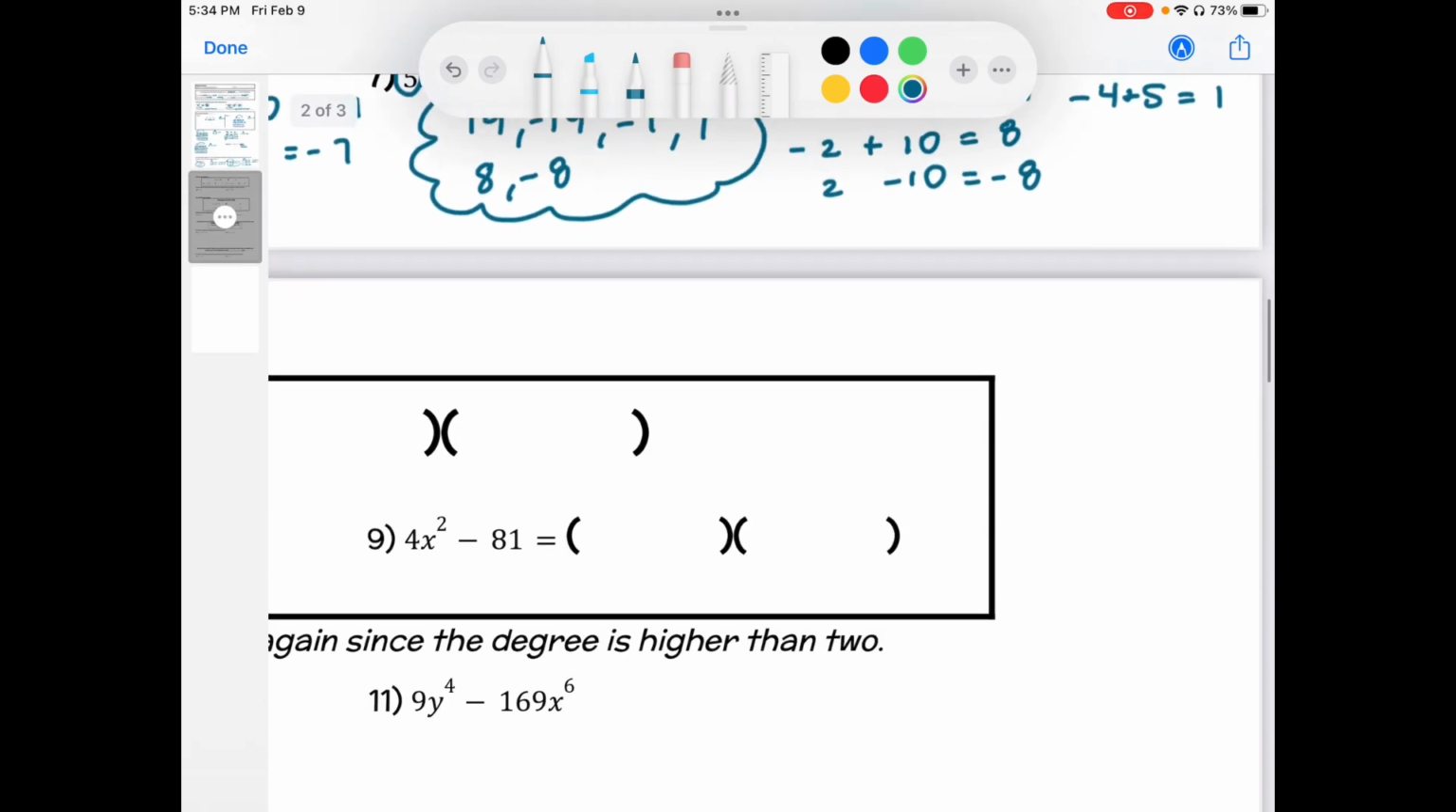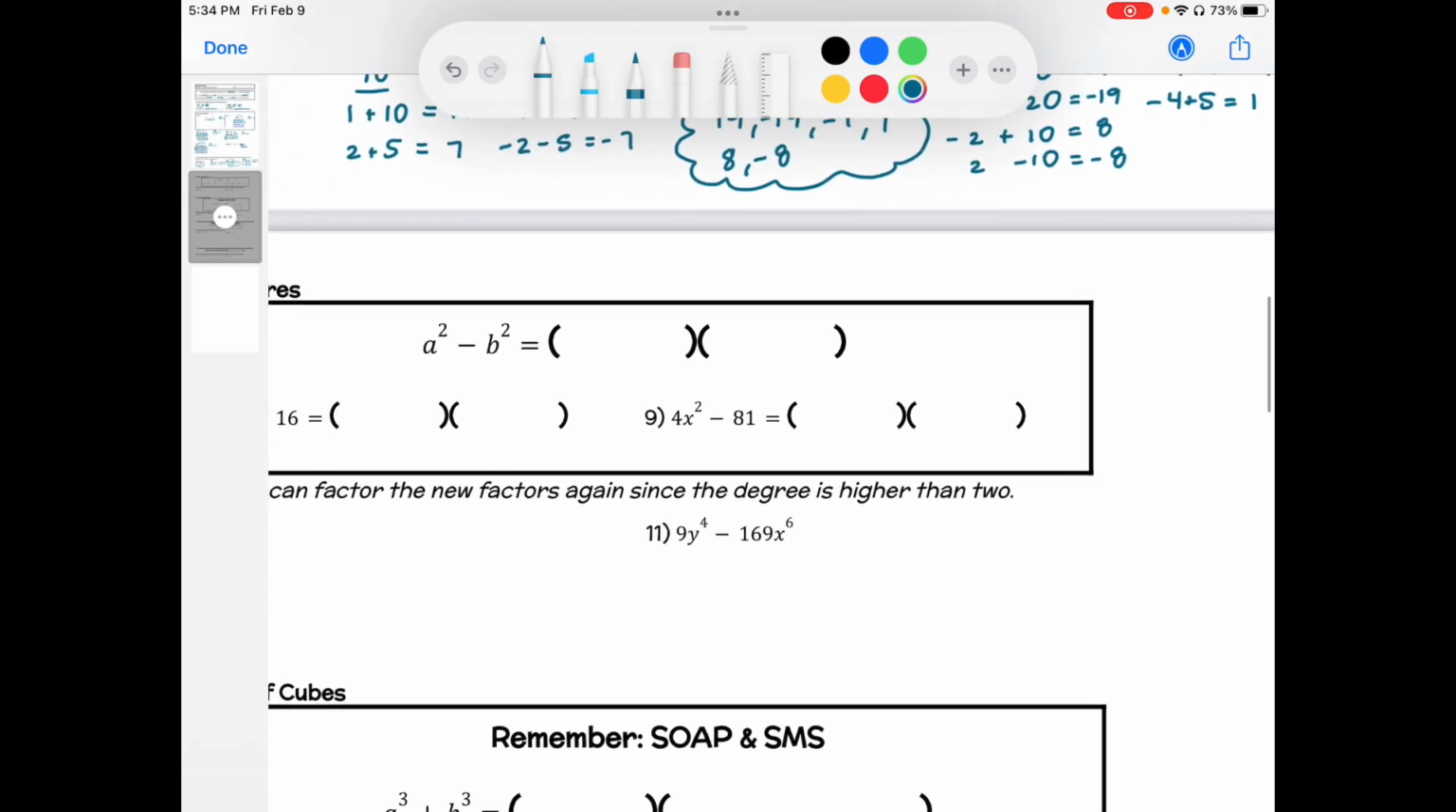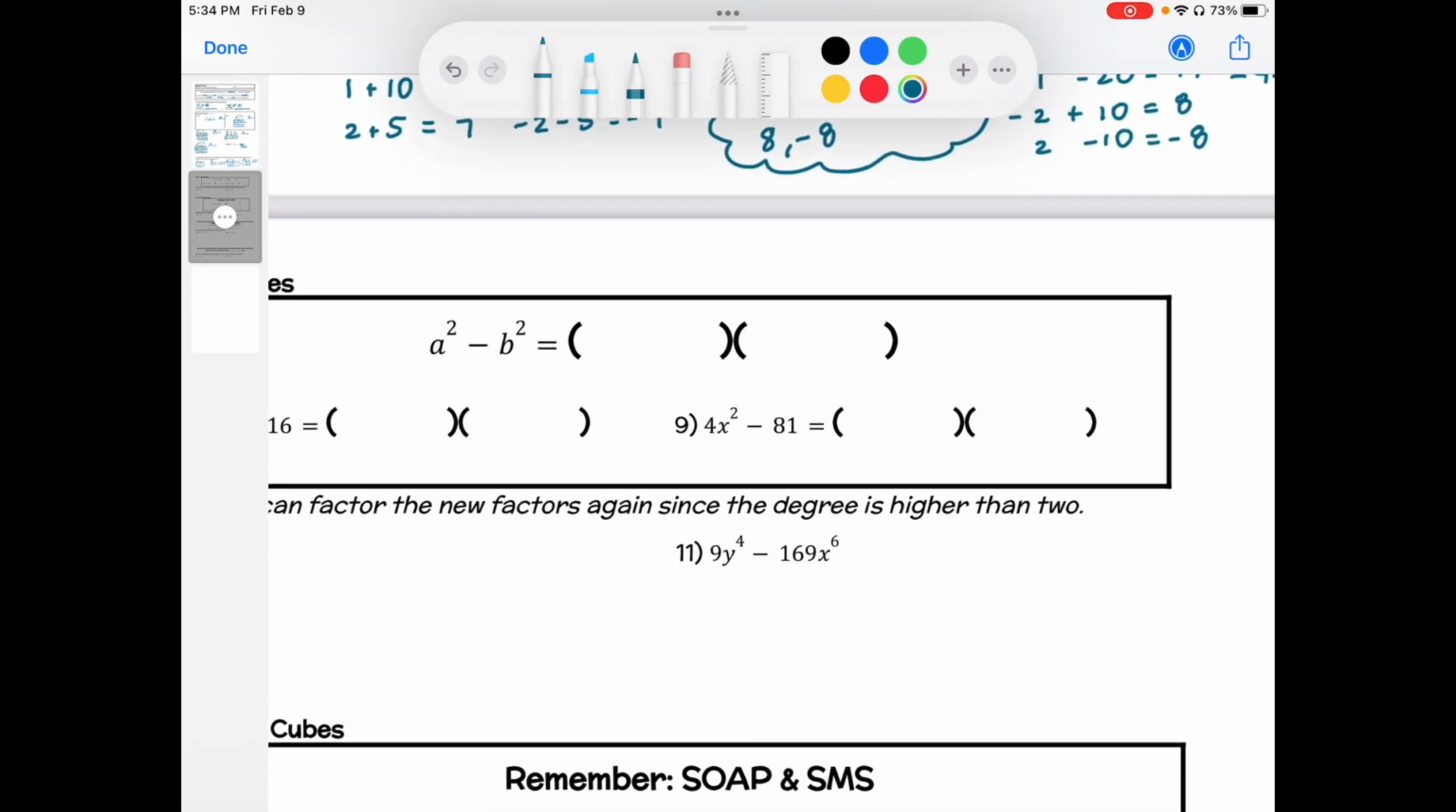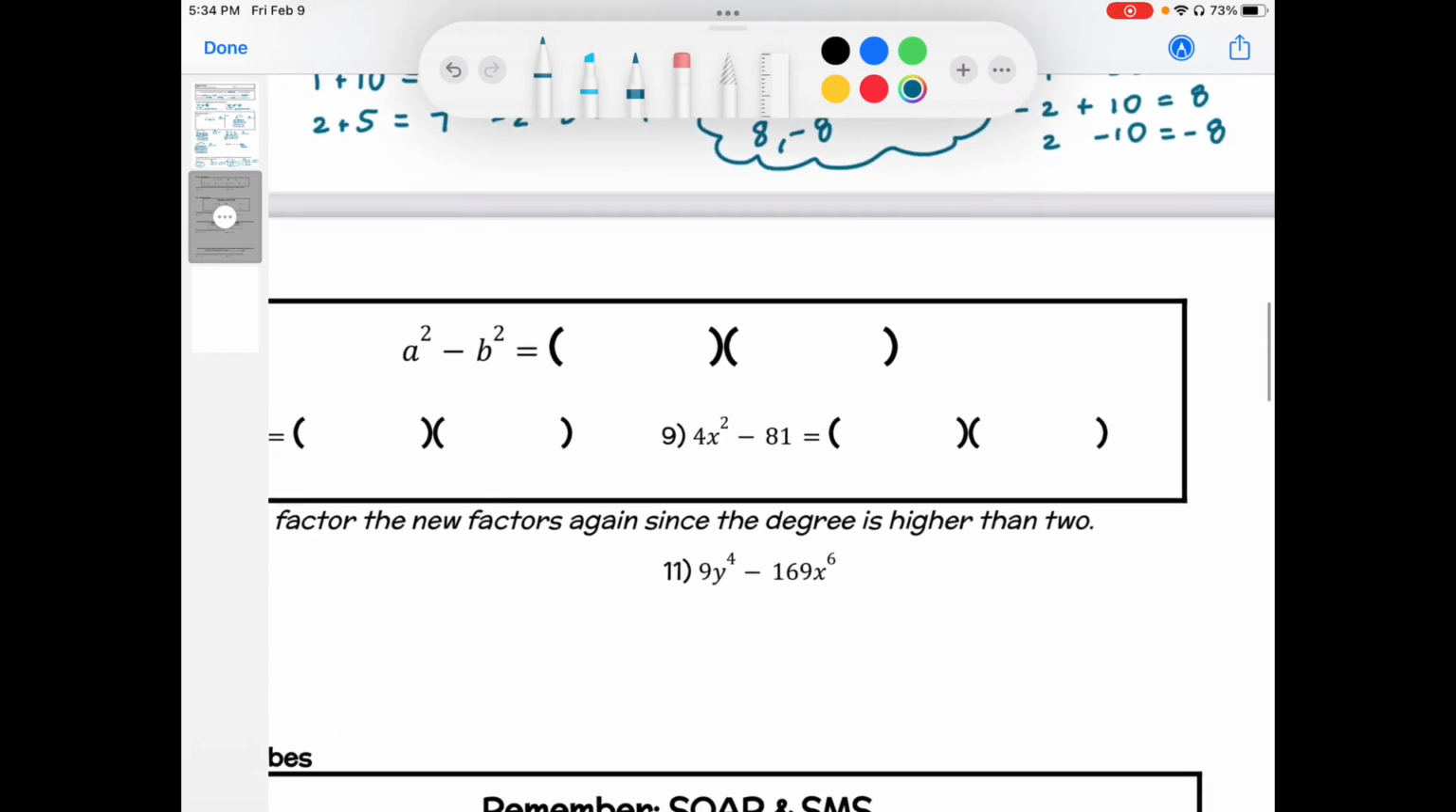All right, so on to the next page, or on to the back. So now we're going to do difference of squares. Difference of squares is where we take the square root of each of our terms. So square root of A, square root of B. Square root of A is A, square root of B is B, and that's what we write in our parentheses. And then difference of squares is always plus, minus.